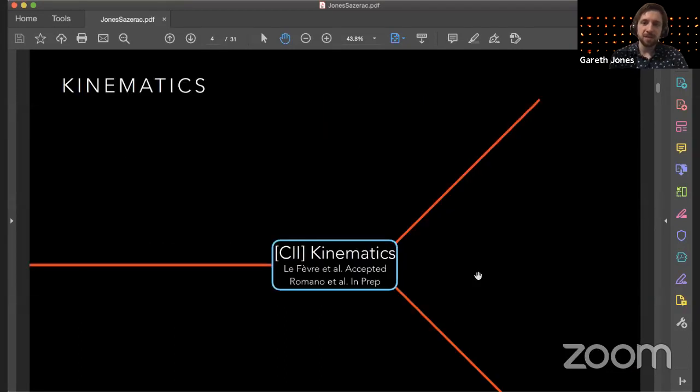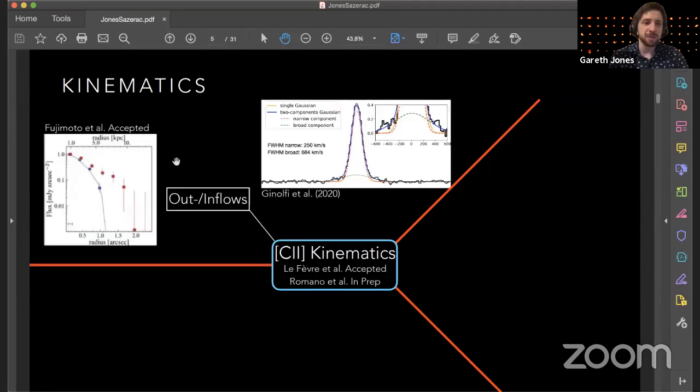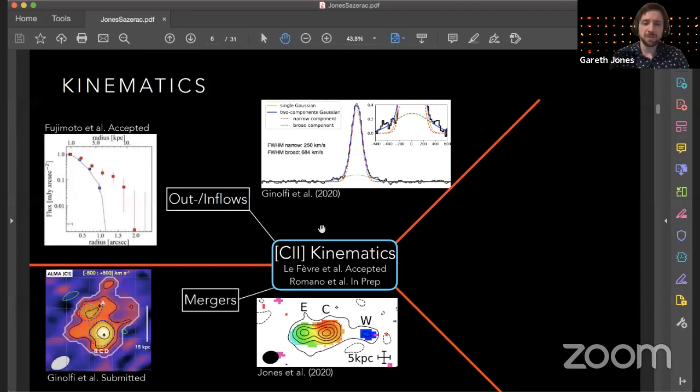[CII] kinematics can include a whole host of different physical properties and processes. Seiji's already gone over the spatial evidence for outflows. Michele Ginolfi looked at the spectral stacking of [CII] profiles and found evidence for outflows in the spectra. We can also look at mergers as something related to kinematics. Michele also looked at a double merger that shows evidence for a very large diffuse halo surrounding it, where I looked at a triple merger at redshift 4.6.